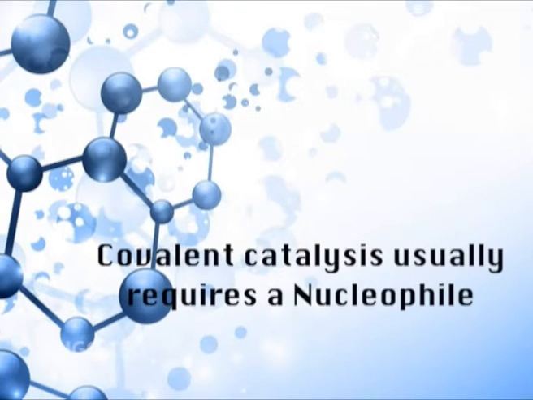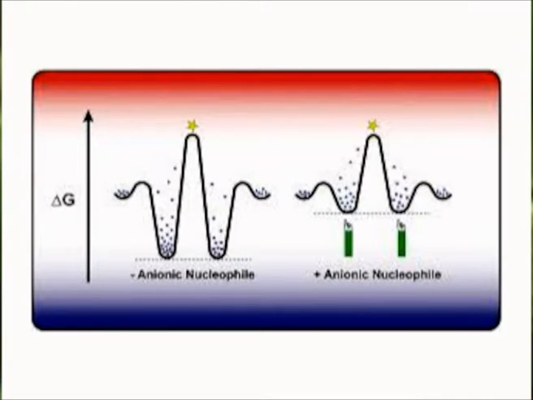Covalent catalysis usually requires a nucleophile. Covalent catalysis accelerates reaction rates through the transient formation of a catalyst-substrate covalent bond. Usually, this covalent bond is formed by the reaction of a nucleophilic group on the catalyst with an electrophilic group on the substrate, and hence this form of catalysis is often called nucleophilic catalysis.